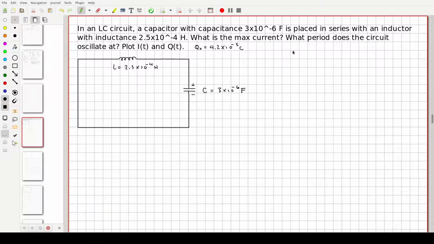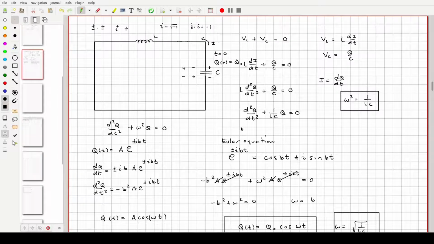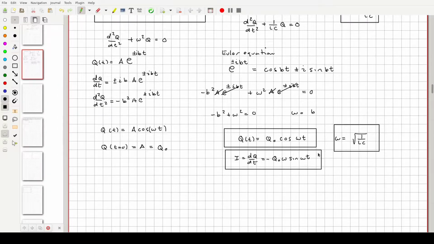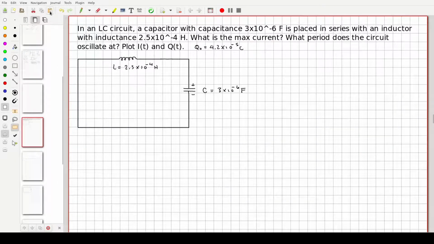What we'd like to do is find the maximum current and also the period that the circuit is going to oscillate at. Charge is going to flow from the negative side to the positive side and switch polarity again, causing this to be negative and this to be positive. And then it's going to flow back, so it oscillates back and forth. Hence the reason why the solution looks the way that it does.